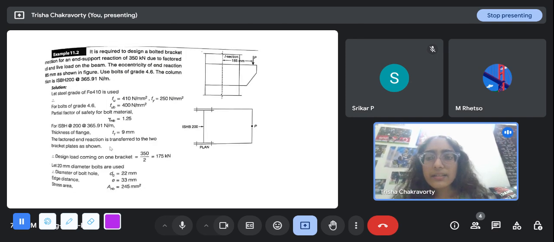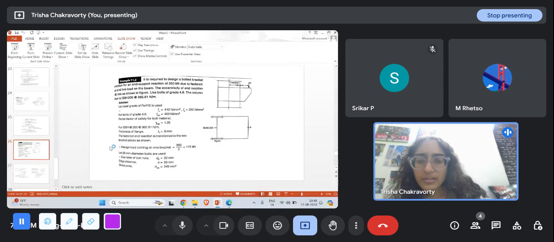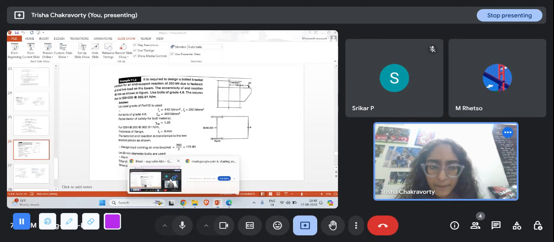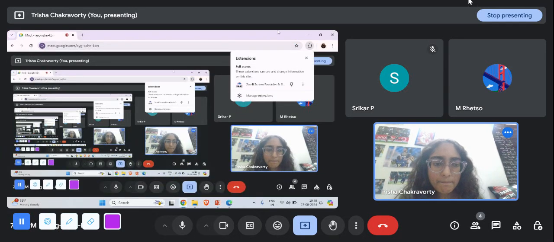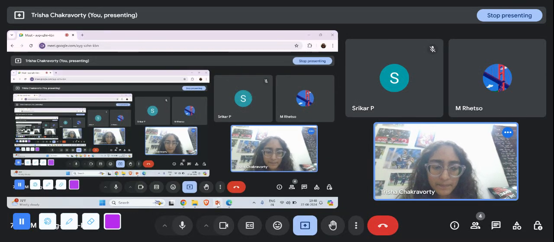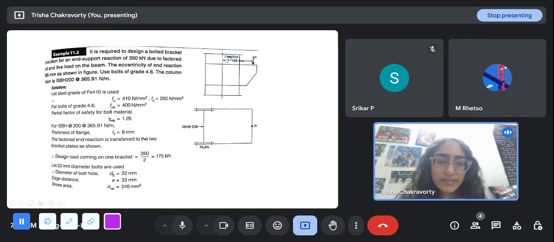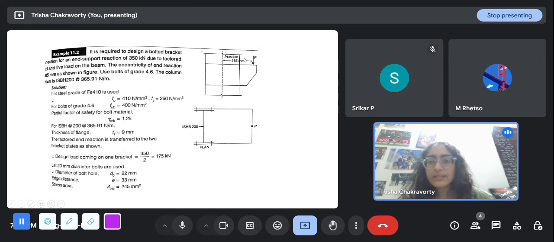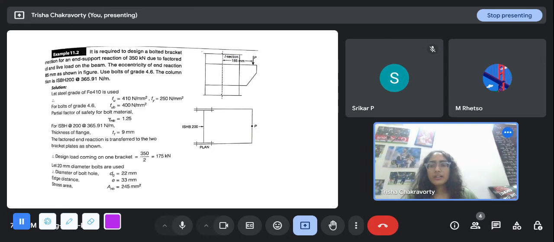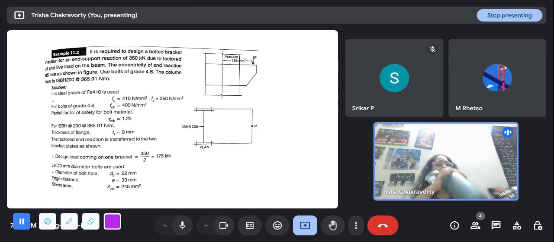Okay, and this is another question. This is also a bracket connection. It is required to design a bolted bracket section for an end support reaction of 350 kilonewton due to factored dead and live load on the beam. This is the eccentricity, 185. The eccentricity is 185. Use bolt of grade 4.6.